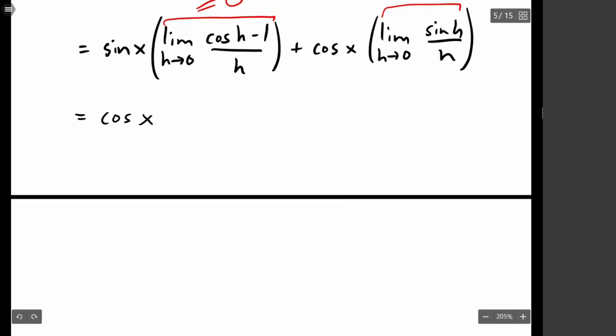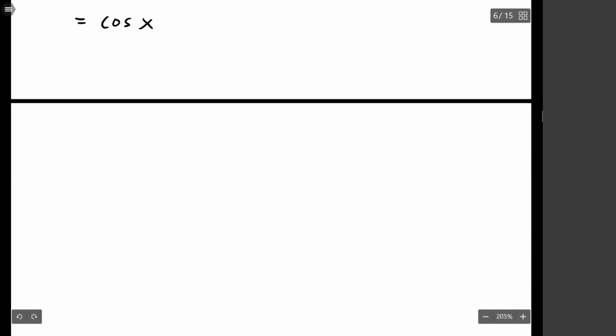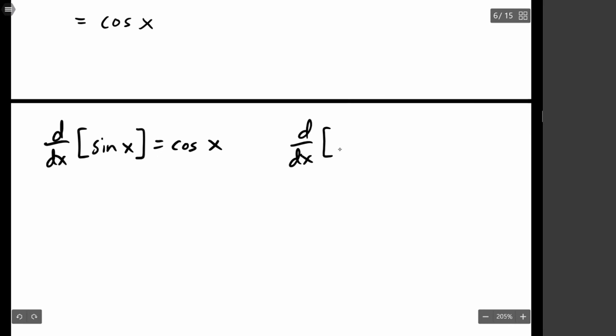Okay? So, to summarize that, the derivative of sine of x equals cosine of x, and the derivative of cosine of x, as it turns out, is going to be negative sine of x. Right? So here's a bit more variety in derivatives for us. That made sense.